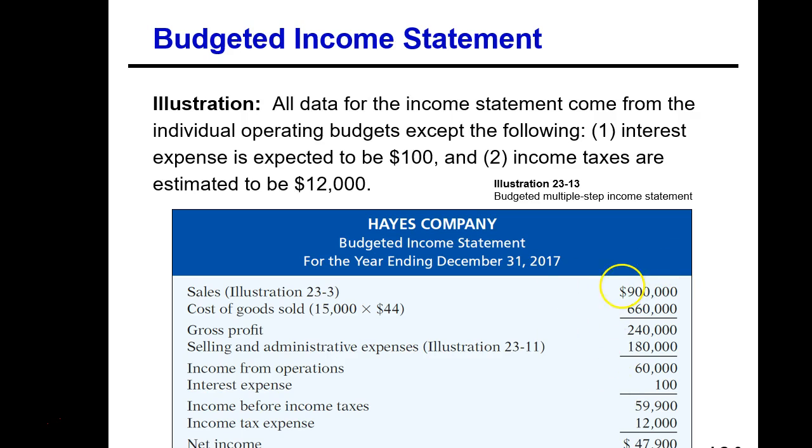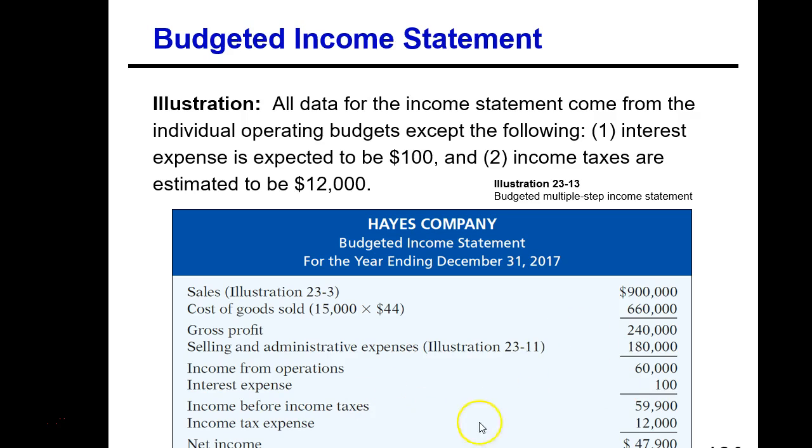So in our budgeted income statement, we're showing total sales from our sales budget, minus our cost of goods sold. We just calculated it to get our gross profit. Next, we have our selling and admin expenses from that budget to get income from operations, the interest expense, which is given to you in the amount of $100 to get income before income taxes. The income taxes were estimated, and here is our net income amount.